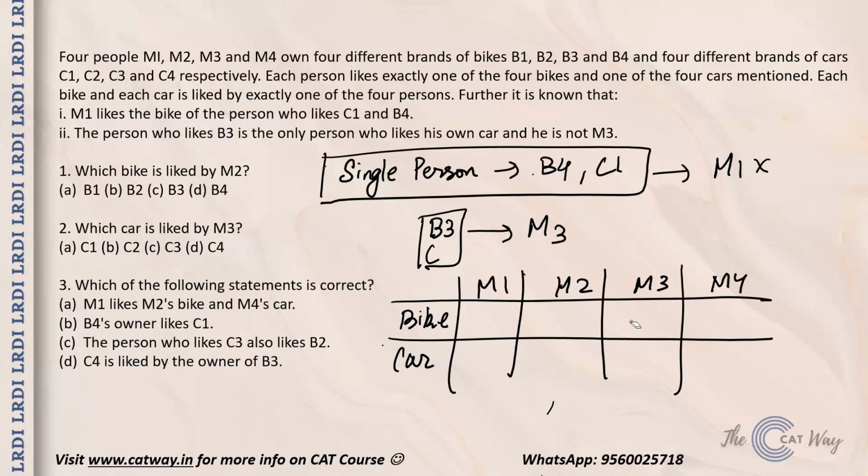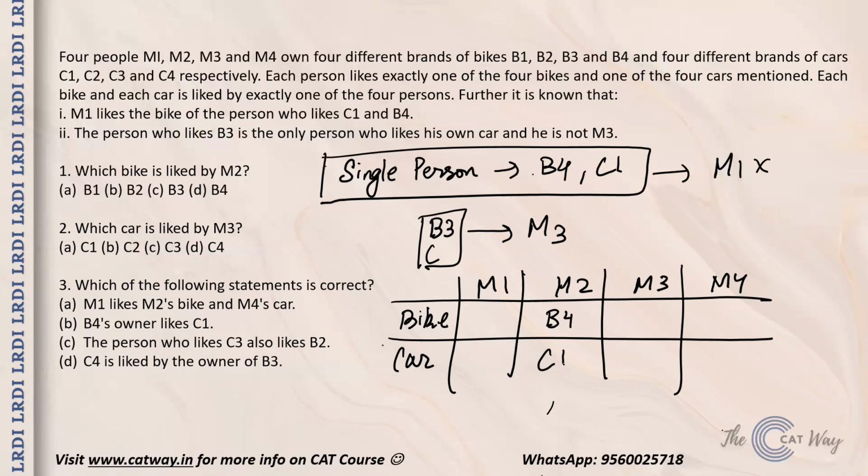So the other case could be that B4 and C1 is liked by M4. Now, guys, M1 needs to like B4, because he is going to like the bike of the person who likes these. So he needs to like B4. Now that is also not possible because B4 is already liked by M4. So the only possibility of getting B4 and C1 liked by a single person goes to M2. So M2 is the person who will like B4 and C1.